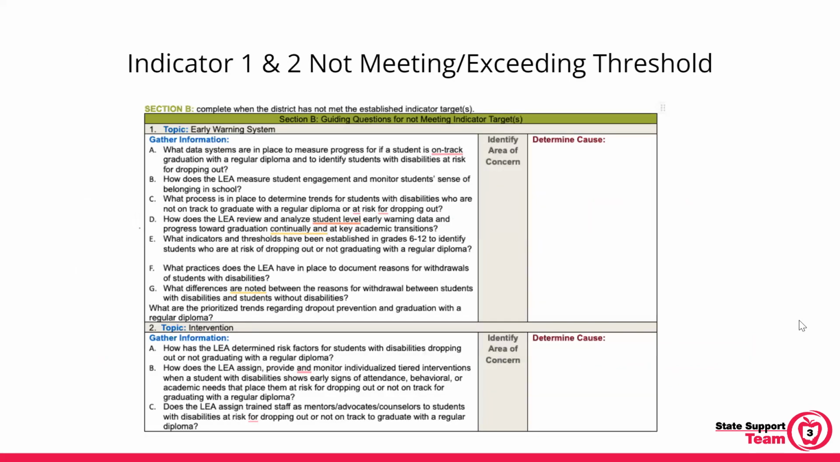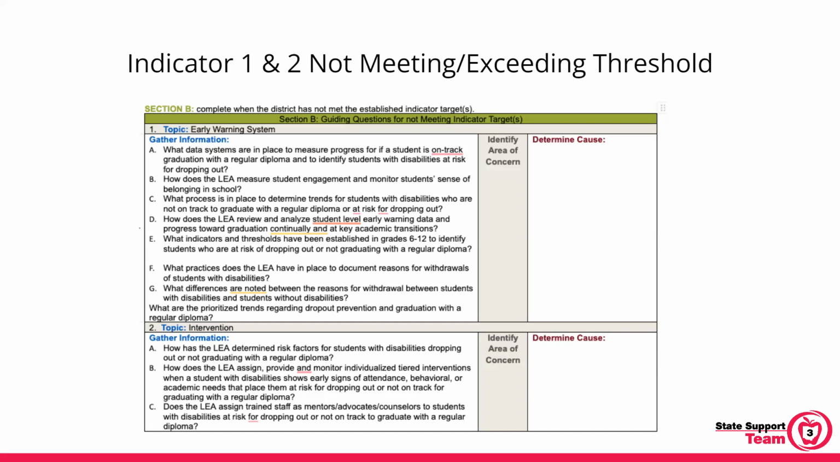If for indicator 1 graduation you've not met the threshold, or for indicator 2 you exceeded the threshold, you will then be required to do Section B of the SRSR. And again, if you're doing Section B, you are required to have a member of the SST as a member of your team completing the SRSR and the improvement plan.